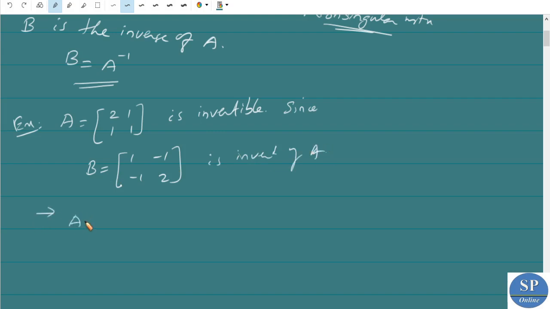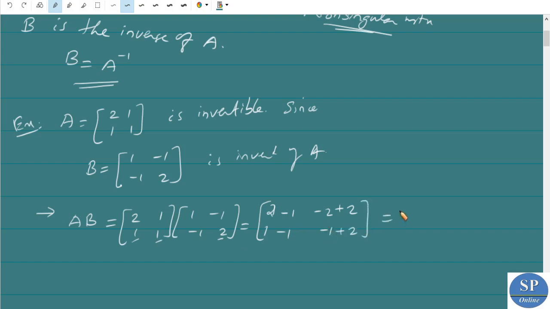We can verify this by multiplying A with B. AB equals 2 1 1 1 into 1 minus 1 minus 1 2. We all know the multiplication. So 2 into 1 is 2 plus 1 into minus 1, that is 2 minus 1, that is 1. And 2 into minus 1 is minus 2 plus 1 into 2, that is 0. In the second row, 1 into 1 is 1 minus 1 into 1, that is 0. And 1 into minus 1 is minus 1 plus 1 into 2, that is plus 2.